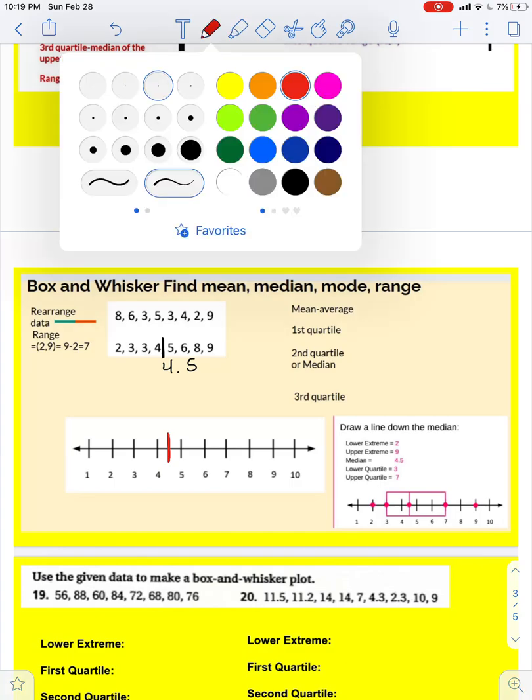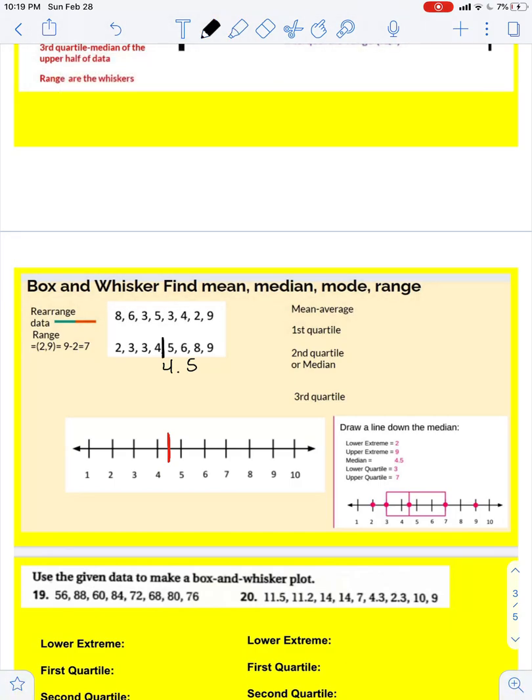So now what I'm going to do is come back to my data set and find my first quartile, which is going to be right here in the middle of that first half. And that is going to be 3. And I will do that in blue so you can see it.